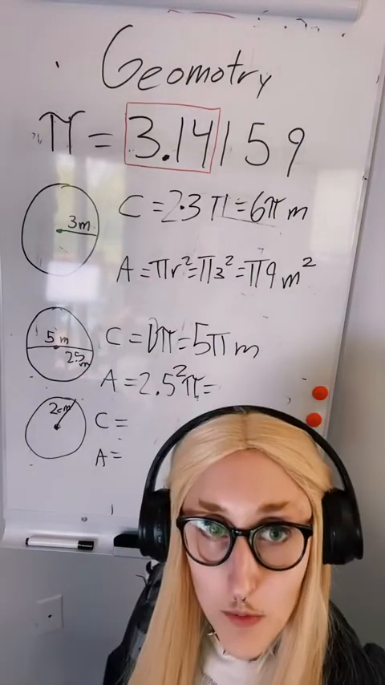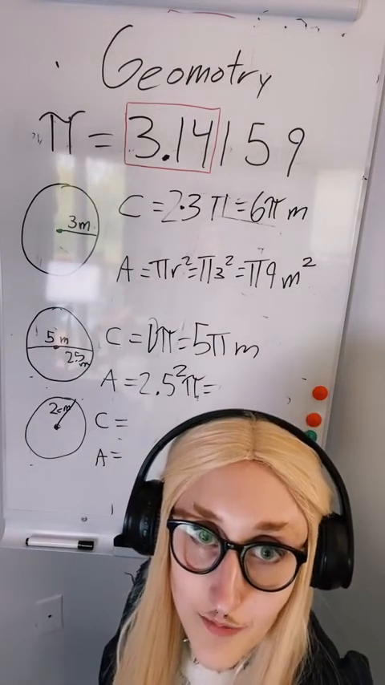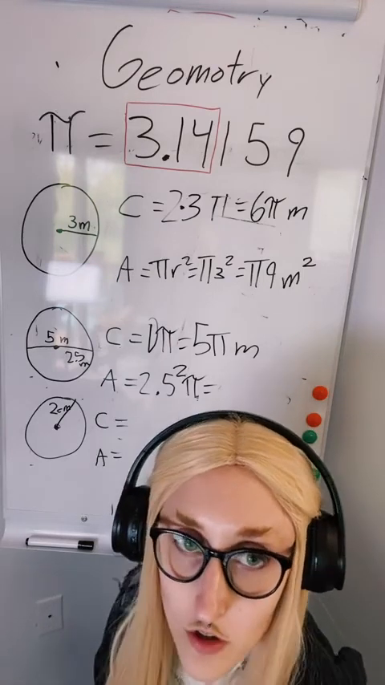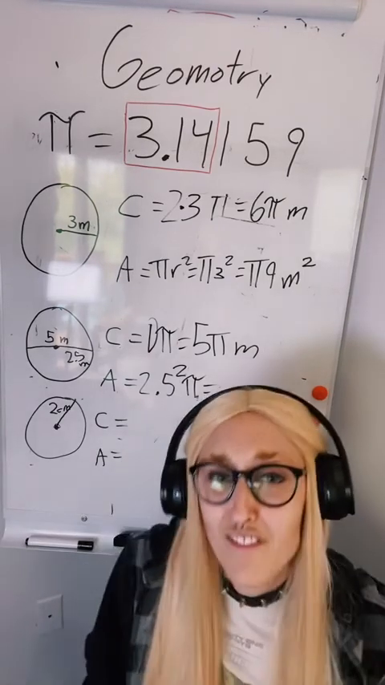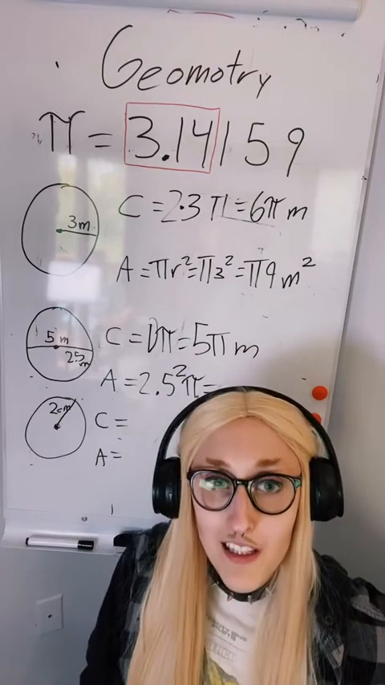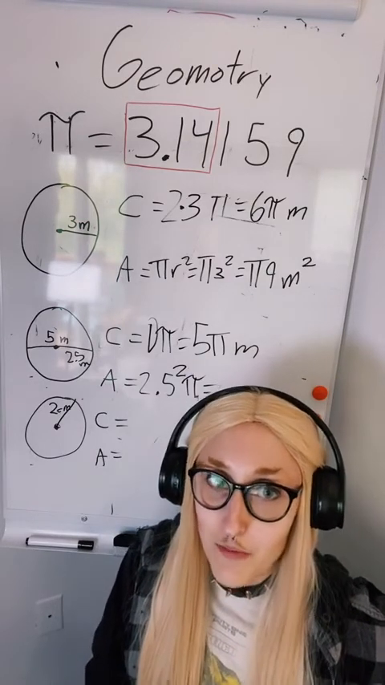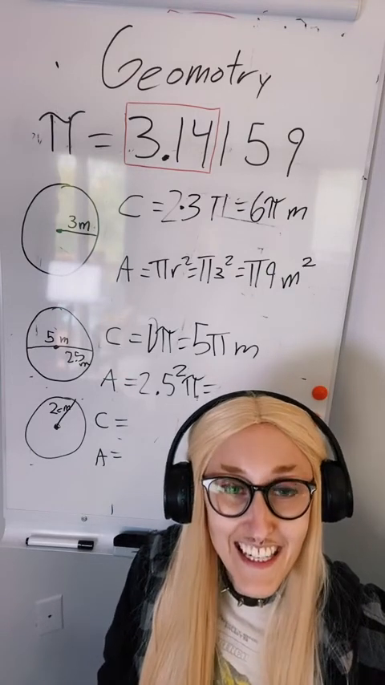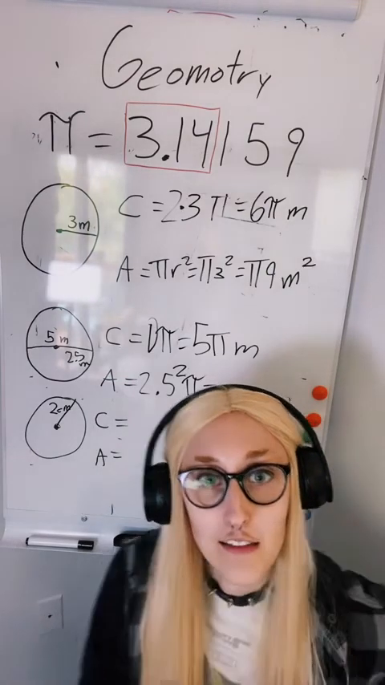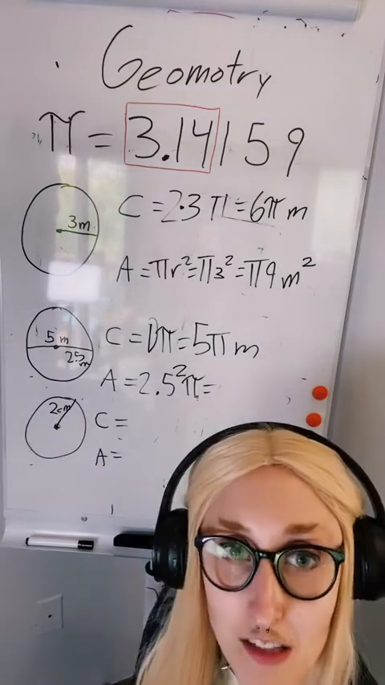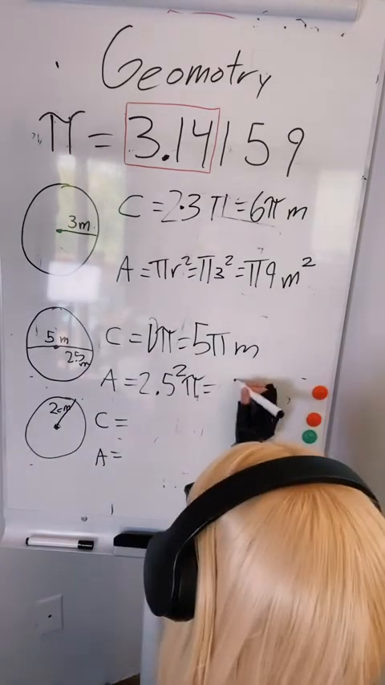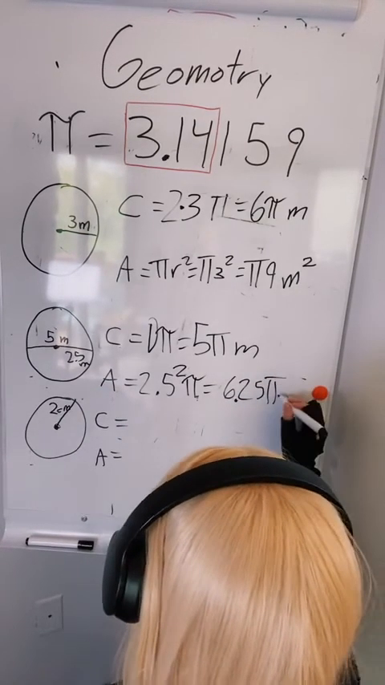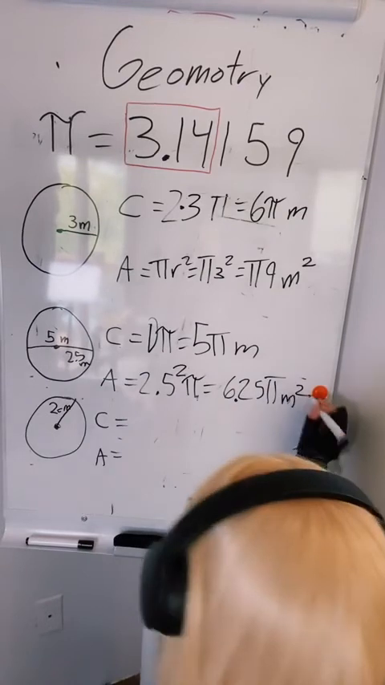All right, can someone tell me what 2.5 squared is? It's not going to be a very nice number. 2.5 times 2.5, what's it going to be? I was a math major many years ago. I am not that young. Awesome, 6.25, beautiful. So it's 6.25 times pi meters squared.